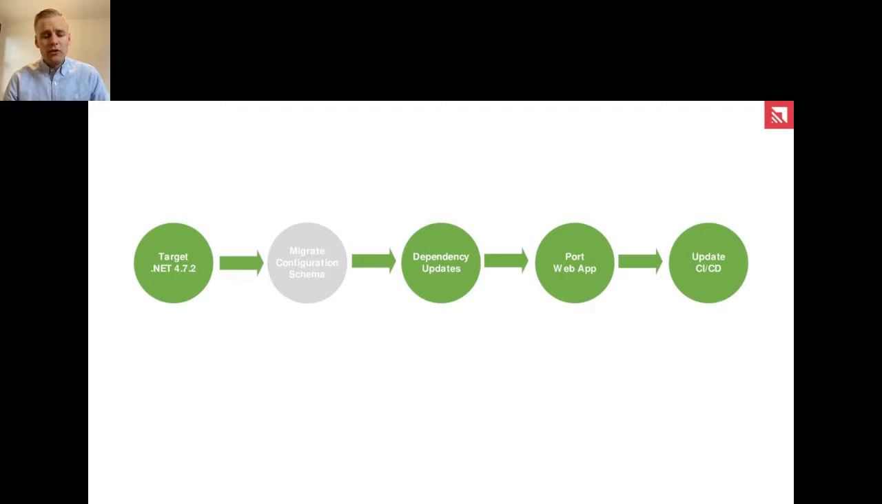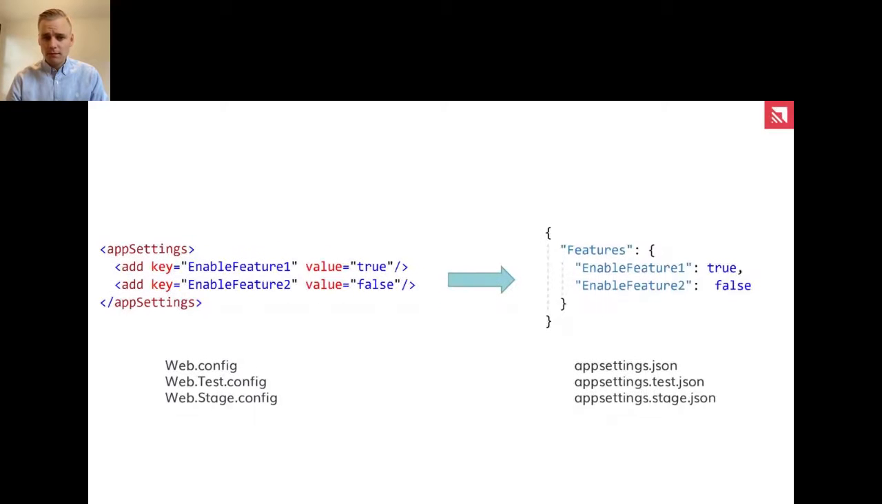Cool. So once you have done your 4.7.2 upgrade, which can actually take up to a month or two depending on your application and complexity. For us, it took a month because we had lots of redirect issues and other stuff that happened. But once you've done that, you want to start tackling your configuration in your application.